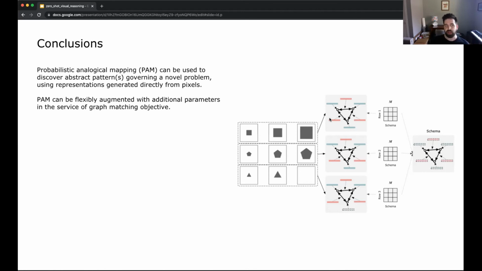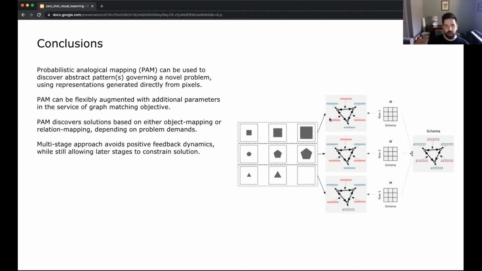Second, I think this extended version of the model shows that the continuous gradient descent-based framework makes it relatively easy to add additional parameters and components to the optimization process, and can allow all of those components to interact in a somewhat parallel manner, all in the service of this graph matching objective. So one example of that is the inclusion of this alpha parameter, which allows the model to flexibly discover whether a problem is best viewed in terms of objects or relations, rather than the modeler having to set that parameter themselves.